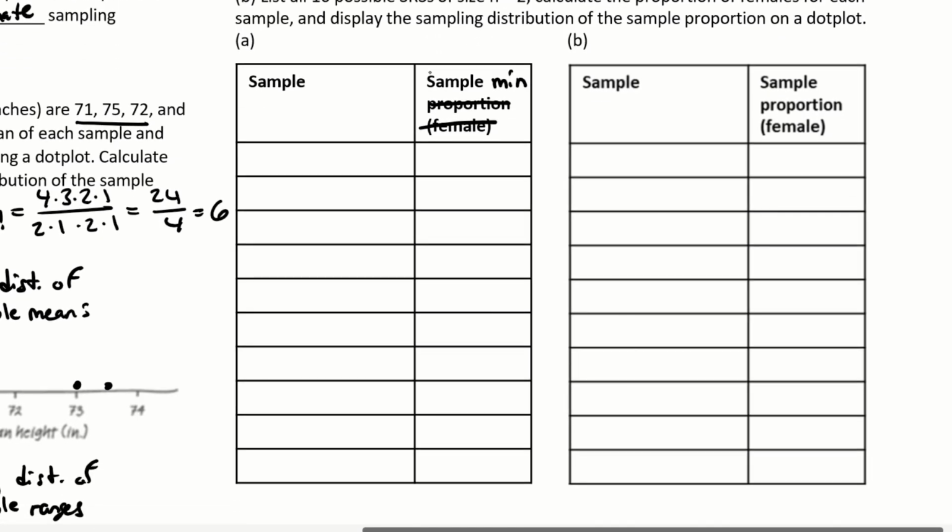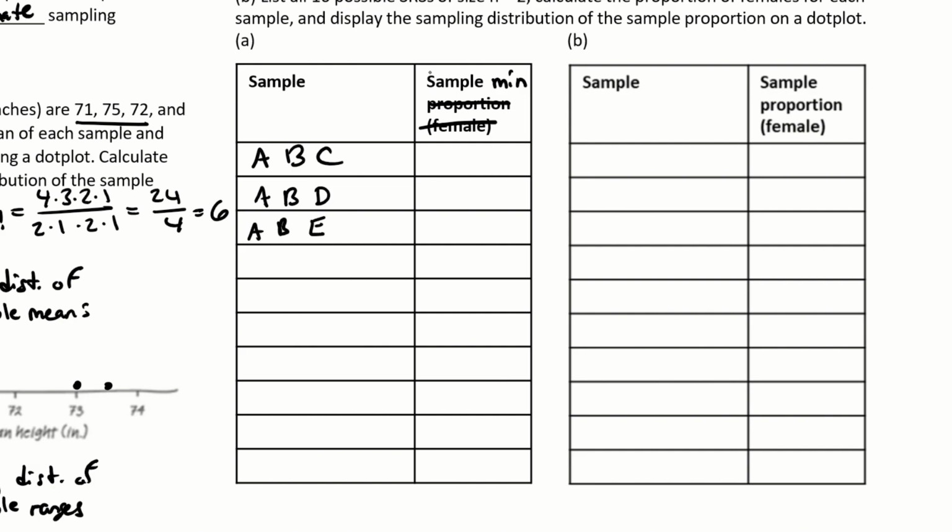So we have A for Abigail, B for Bobby, and C for Carlos, okay? So we have A, B, C. We can do A, B, D for Deanna. We can do A, B, E.